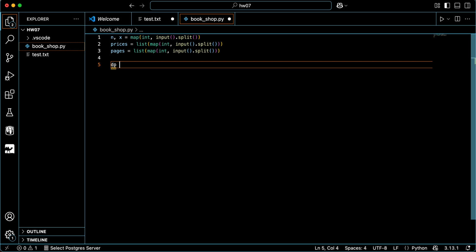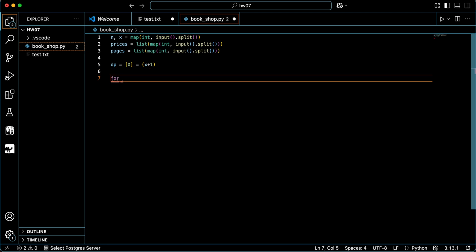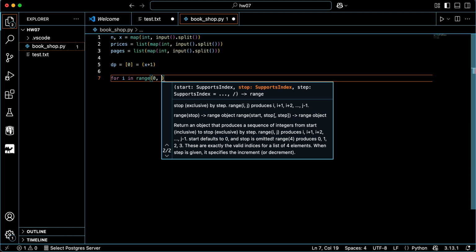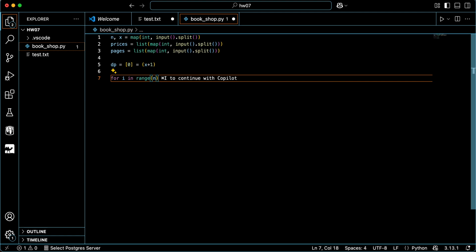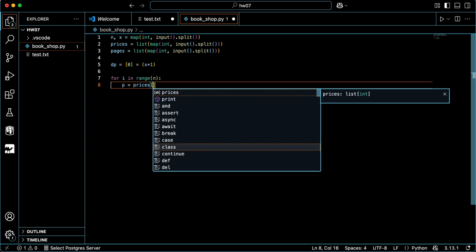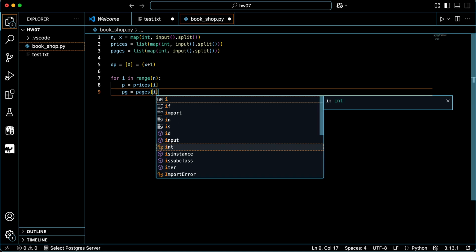And then we can create our DP table. So this is always going to be of size x plus 1, since we want to account for the 0th index in case you have $0. And then what we're doing is we're just iterating through each book. So for i in range 0 to n, basically. And then we can get our price. We can say that's prices i, and then pages is equal to pages i.